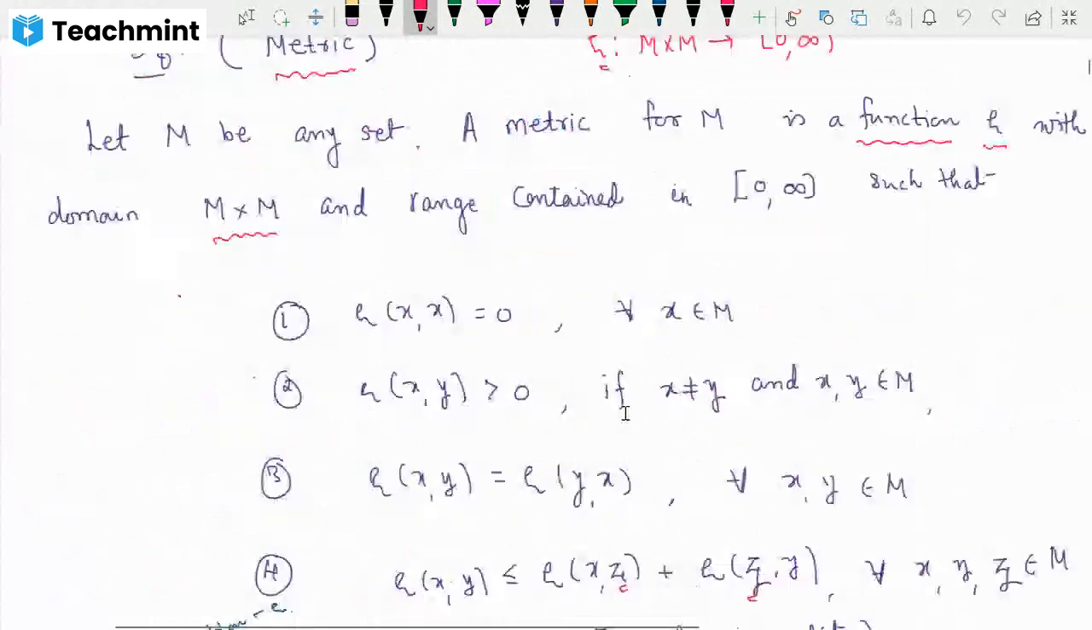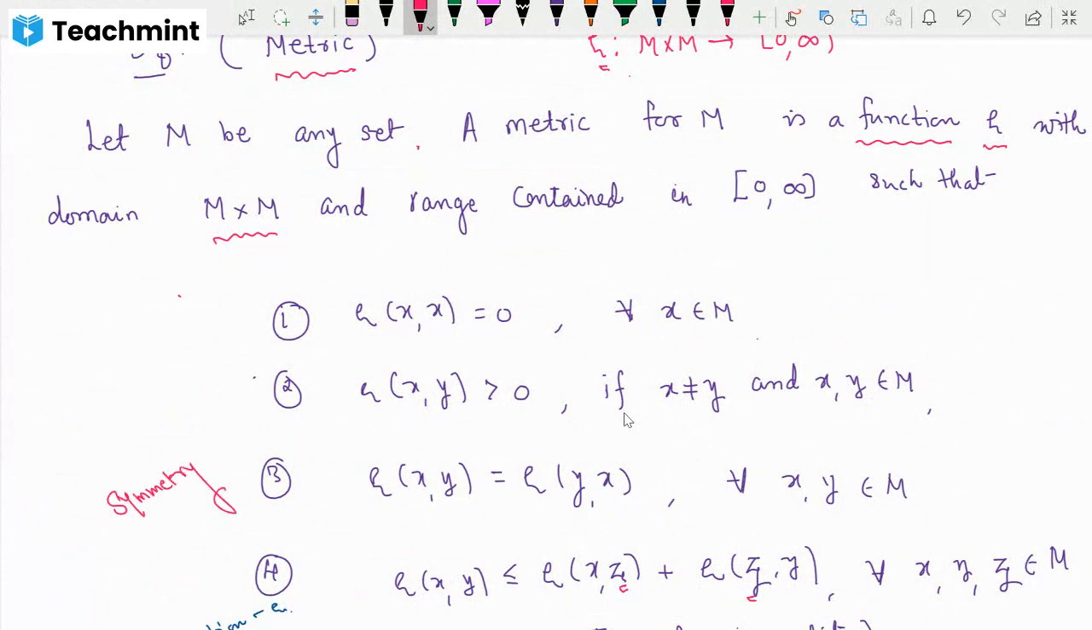A mapping which satisfies these 4 conditions, that is, first condition, rho of x,x should be equal to 0 for all x belongs to M. Rho of x,y should be positive for all x,y belongs to M, and if x is not equal to y. It means if x equals y, then rho of x,y will be 0. If x is not equal to y, then rho of x,y will always be positive. And the third condition is rho of x,y should be equal to rho of y,x. So you can call this case the symmetric condition.